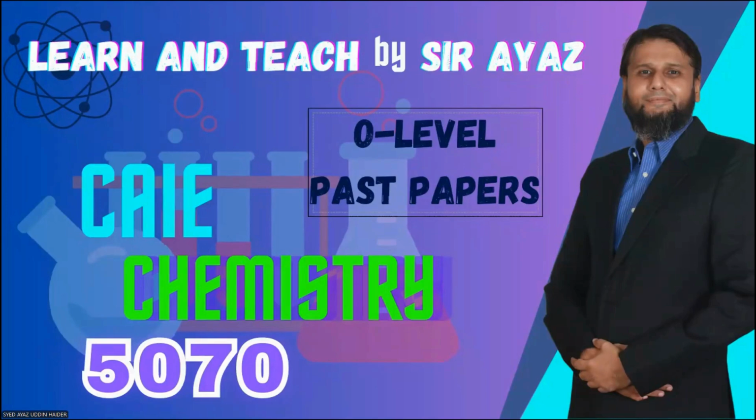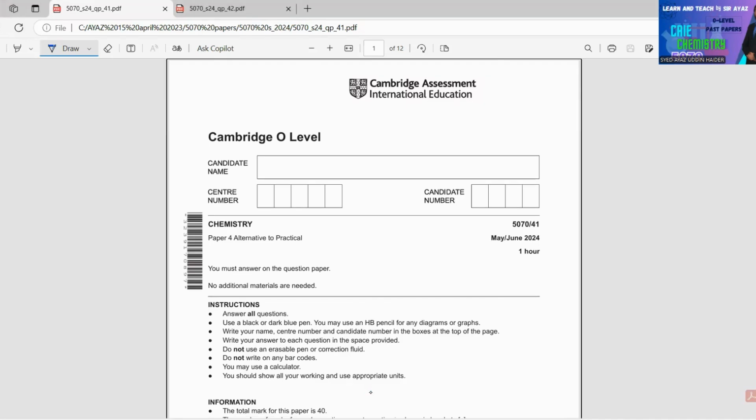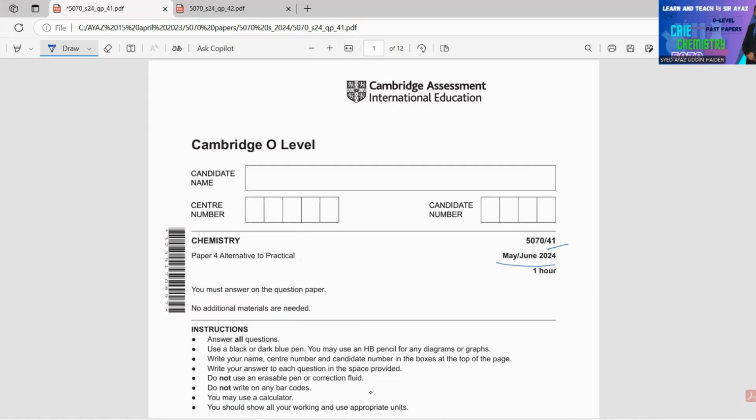So I'm continuing my O-level past papers session. This time I've selected CAIE Chemistry 5070, and we have paper 4, that is variant 41, and it's of May-June 2024. It's of 1 hour.